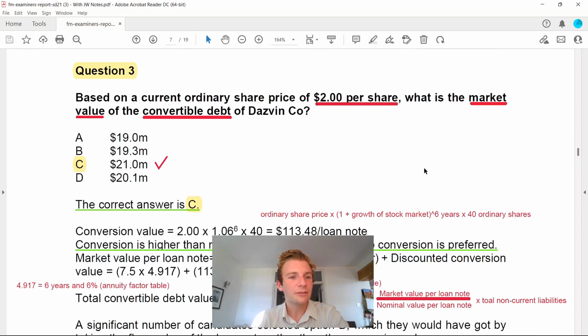Nicely rattling on now to question number 3. So based on the current ordinary share price, notice how I'm only underlining and identifying the key facts and figures, were $2 per share. What is the market value of the convertible debt of DasVinco? So again, we've got an answer here of 21 million. You've just got to work it through line by line as ever and have a look back at the requirement as to where we got these figures from.